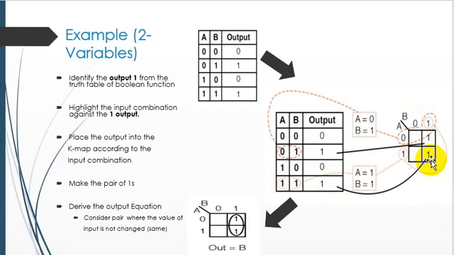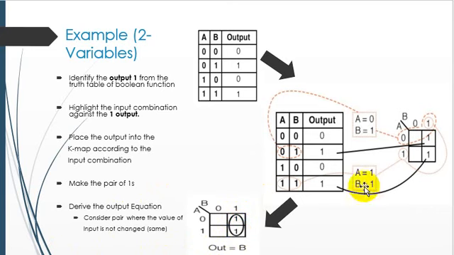If you don't remember where the min terms are, you can just place the ones with the help of the input combination. So first step is to identify the 1s in your truth table. Second step, you identify the combinations, and third, you place the ones in your K-map. After that, you pair those ones. Paired means you have two ones together, then you can make a pair.